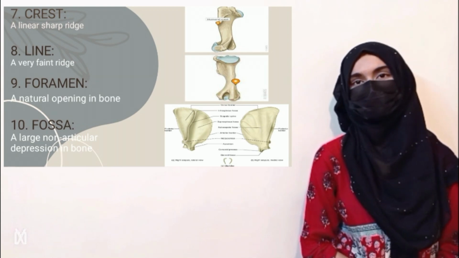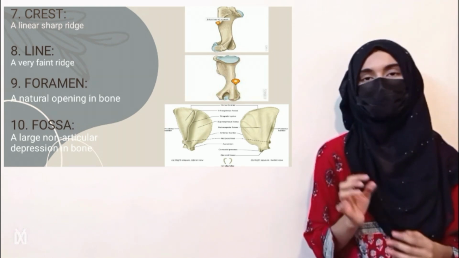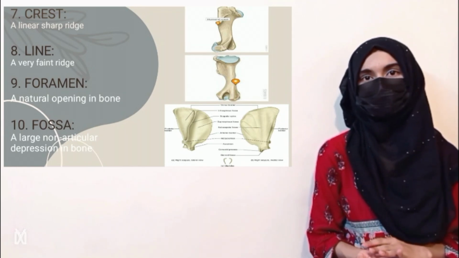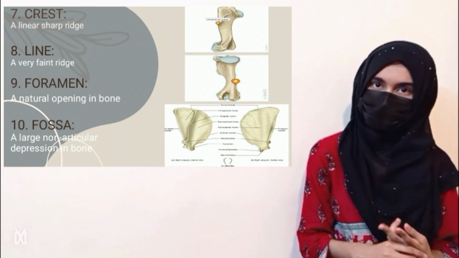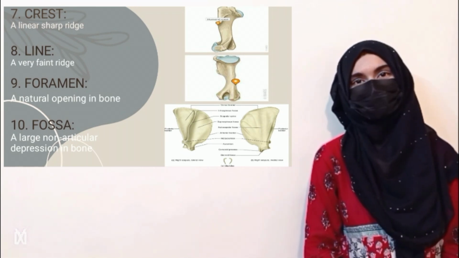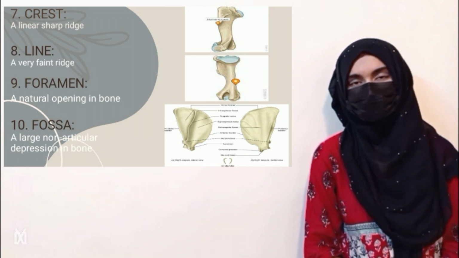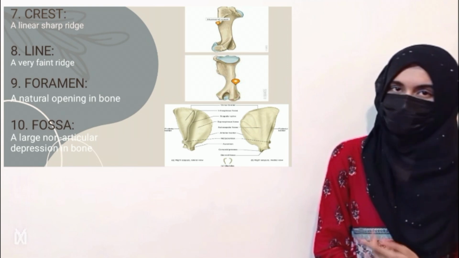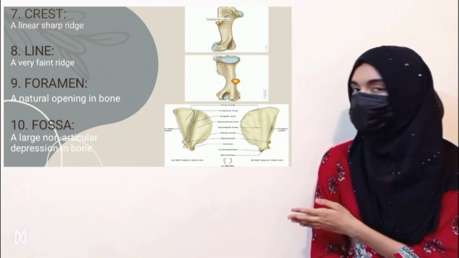The ninth example is foramen, a natural opening in bone, and the examples are the nutrient foramen of the scapula and humerus. The second image shows the nutrient foramen of the humerus. The tenth example is fossa, a large non-articular depression in bone, and the third image shows the fossas of the scapula.